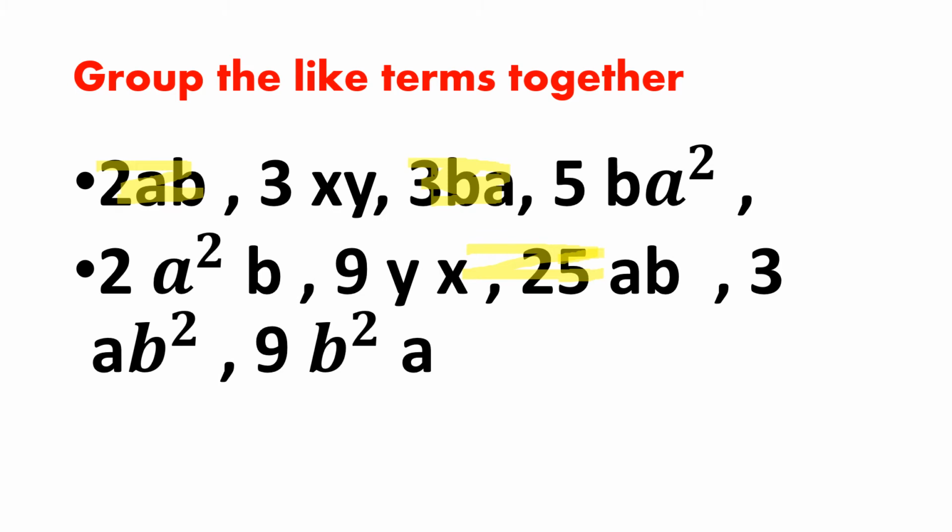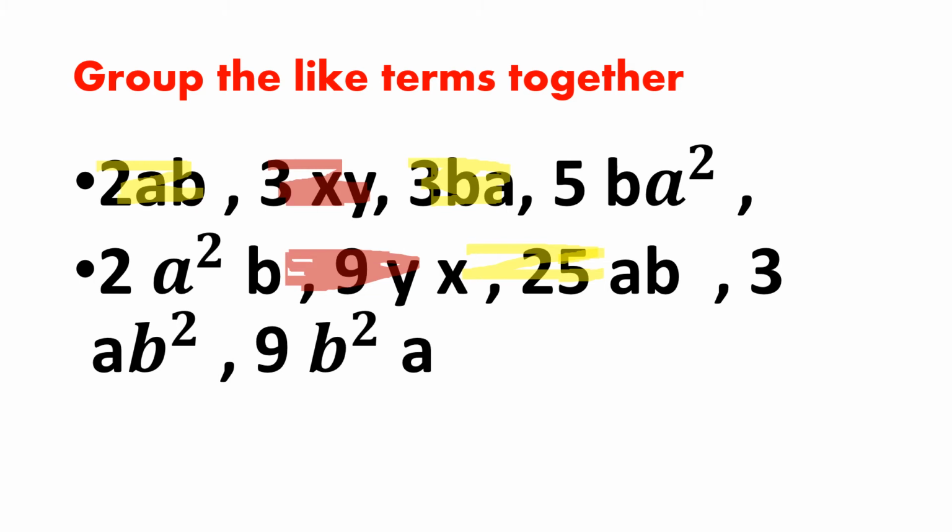Now we will find the next set of like terms. Okay. Next set we will take 3xy. So this is another set. Okay, 3xy is the same as 9yx. So they are like terms. So we group them together. Anything else? No. So we will find the next set of terms.